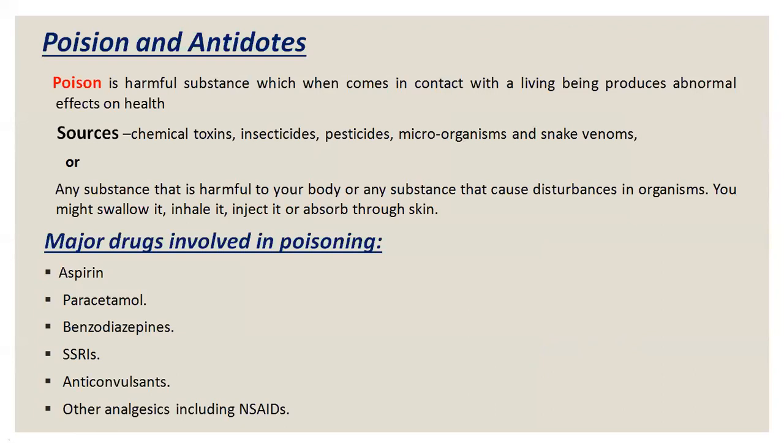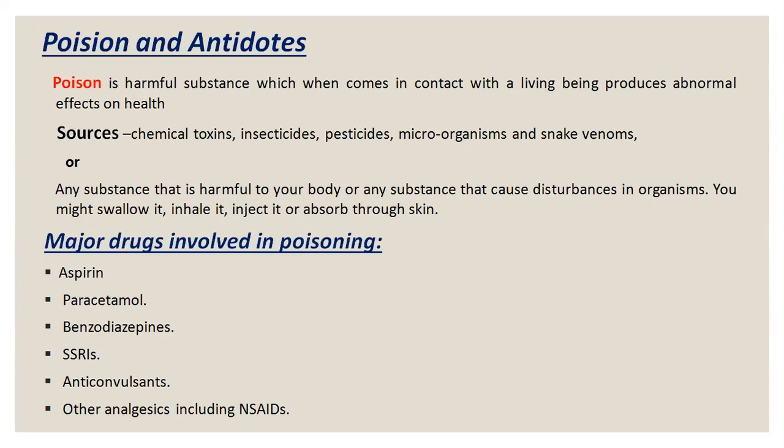Okay, so we are going to start about the poison as well as the antidotes. So what is meant by the poison? All of you know what is the poison and which agents are used for the treatment of the poison. Poison is a harmful substance. When it comes in contact with our living organism, it produces abnormal effects on human health as well as on living organisms. That is nothing but the poison.